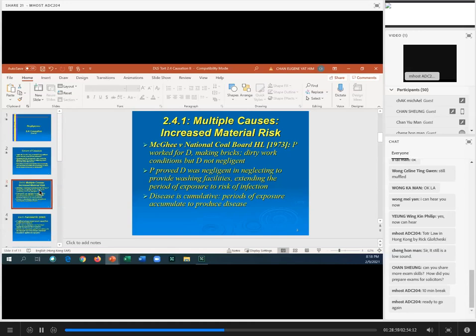All right. So the plaintiff began to develop skin problems and was eventually diagnosed with dermatitis, a disease of the skin. The employee sued the employer for negligence. But at the trial, medical evidence could not conclusively prove that the plaintiff's dermatitis was caused by the defendant's failure to provide washing facilities. So there was no causation, at least in the lower courts in McGee.